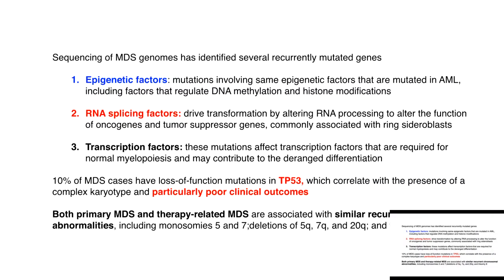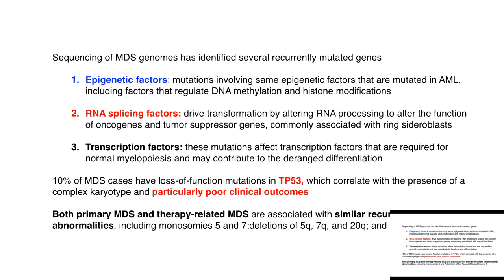There have been a lot of mutations that are associated with myelodysplastic syndrome. These include epigenetic factor mutations. And what stands out is that the same epigenetic factors that are mutated in AML, we observe the same mutations in these myelodysplastic syndrome. Explains why in many cases the MDS progresses to an acute myeloid leukemia.